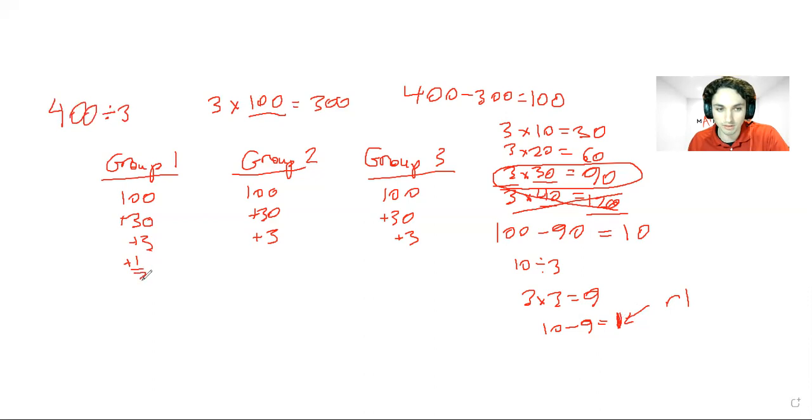1 divided by 3 is equal to 1/3. So it would be 1/3 we would be adding to each group. And then all I have to do to get my answer is to add all these up together. So 100 plus 30 is 130, 130 plus 3 is 133, and 133 plus 1/3 is 133 1/3. So that will be our answer for 400 divided by 3.